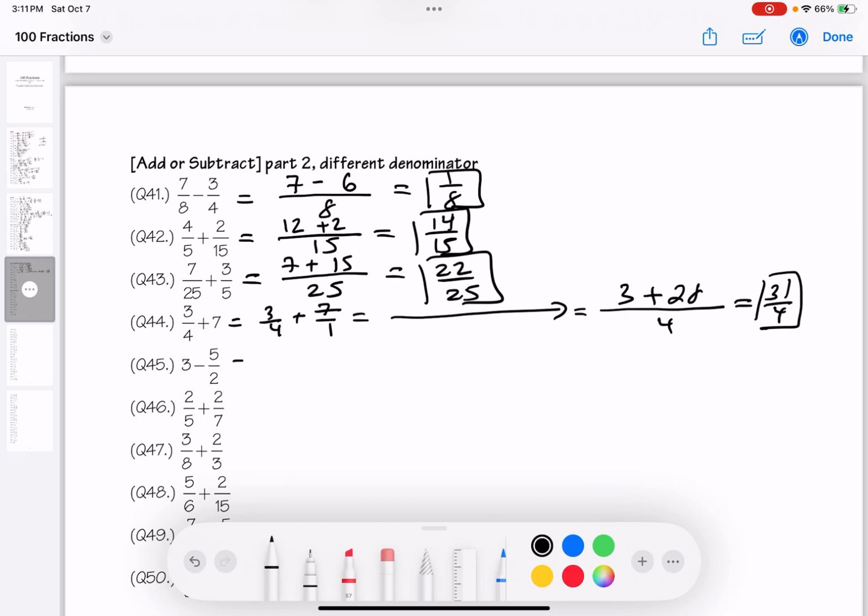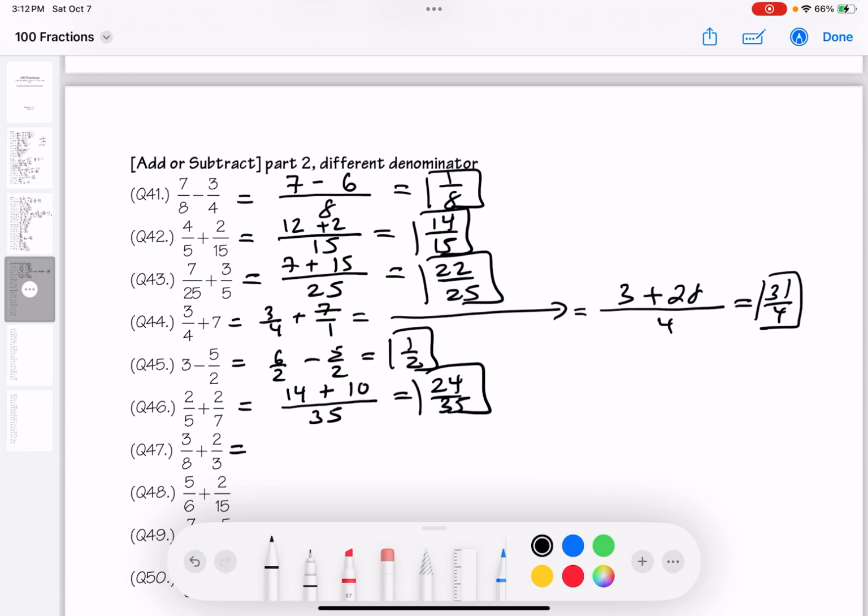All right, let's put the next one down. It's a subtraction problem. Getting a little better. I'm going to write 3 as 6/2 minus 5/2. What does that give you? 1/2. Put the next one down. Common denominator, I would say, is 35. Let's see, 7 times 2 is 14, plus 5 times 2 is 10. What do you get? 24 over 35. Put the next one down. LCD there is 24. And let's see, 3 times 8 is 24, so 3 times 3 is 9, plus, well, 8 times 3 is 24, and 8 times 2 is 16.